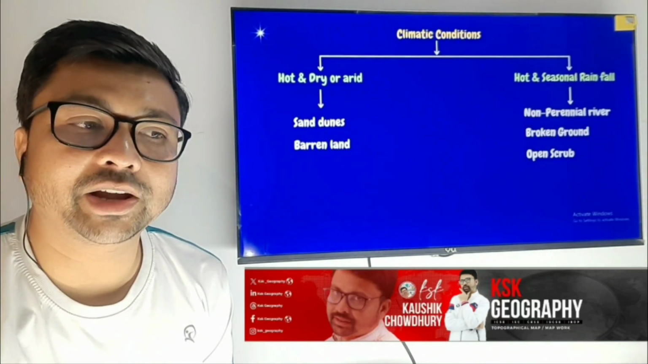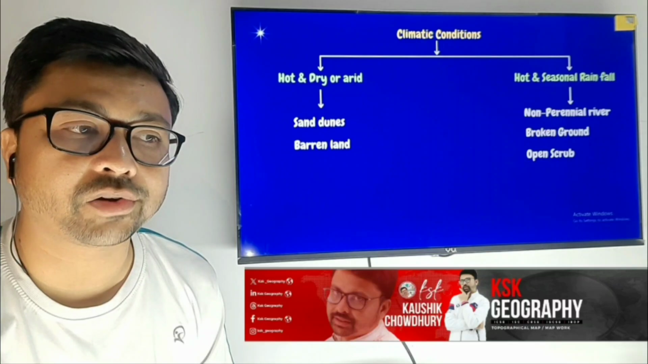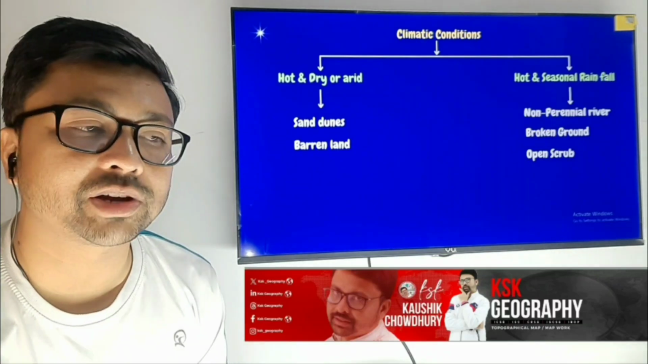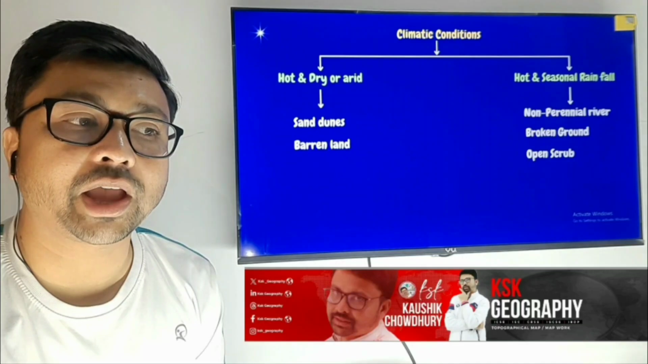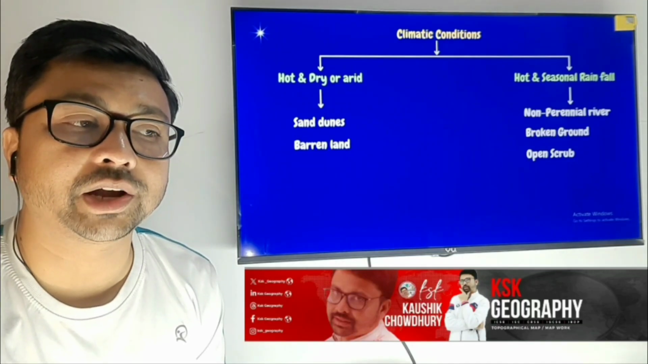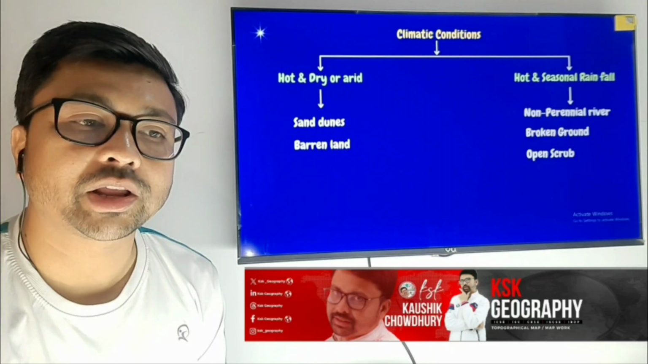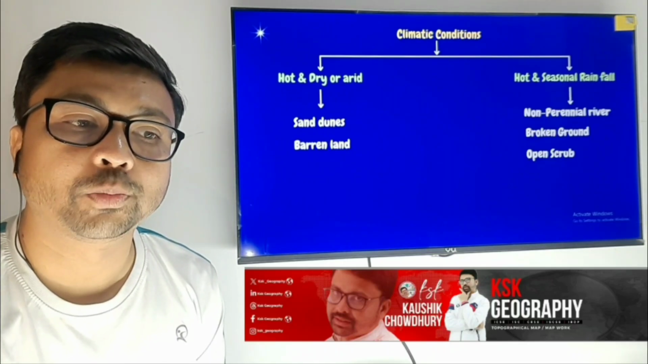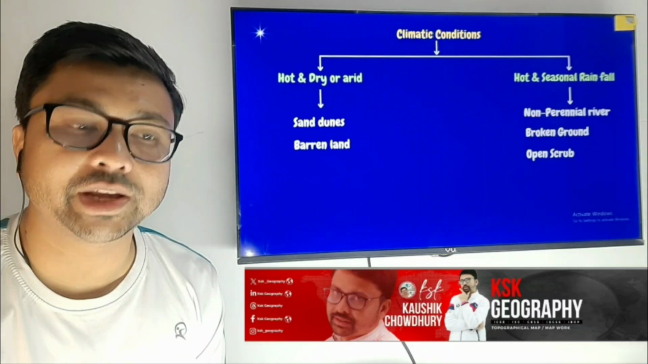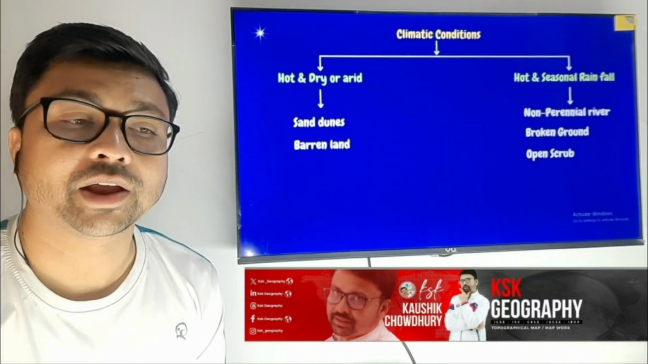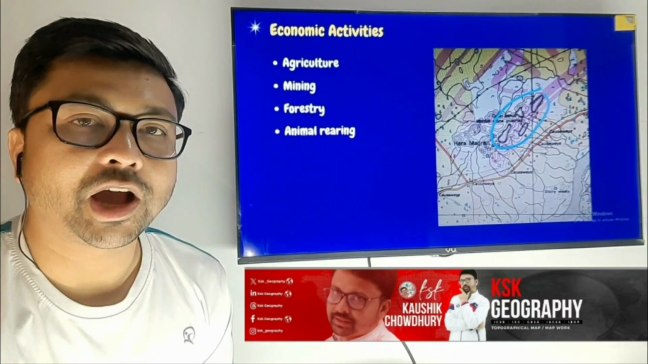Next, climatic condition. How will you identify the climatic condition? If you see hot and dry climatic conditions, there you will get features like sand dunes or barren land. It indicates the hot and dry condition, that is called arid regions. Next one, if you see non-perennial rivers, broken ground, open scrub and causeway, those indicate hot climate and seasonal rainfall, right?